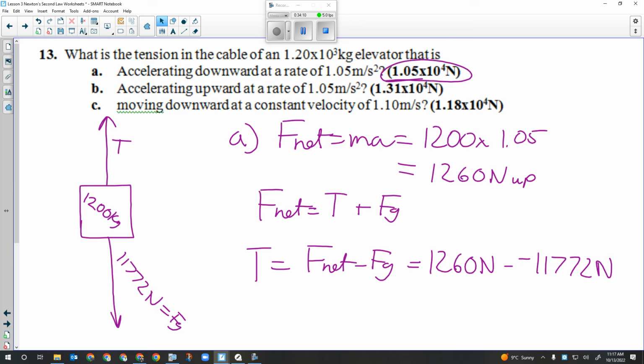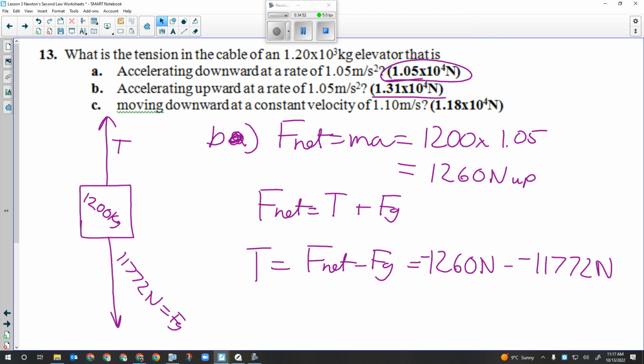So we just did B. Sorry guys, I didn't read the question very carefully. We just did B where it was accelerating upwards, which is why we should get this number. What changes if it's accelerating downwards at 1.05? Gravity doesn't change. That number becomes negative. That's all that changes. It's the same acceleration, all that changes is the direction. So instead of positive 1,260, now it's negative 1,260, because you're lowering down. My net force is downward, so my acceleration is downwards. That's all that changes for part A and part B.